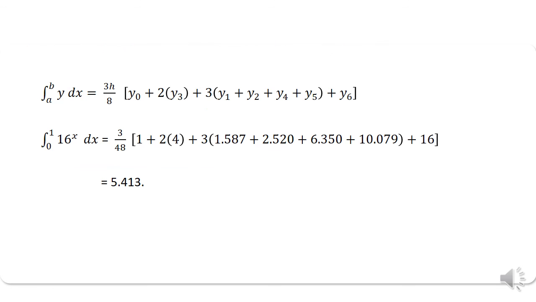Now Simpson's 3/8 rule for n equal to 6 is 3 into h by 8 into y0 plus 2 into multiple of 3, which is y3, plus 3 into the remaining terms, which are y1 plus y2 plus y4 plus y5, and the last term is y6. Substitute the respective values here and simplify the right hand side using a calculator. We get the integral value, that is integral 0 to 1 16 power x dx is equal to 5.413.